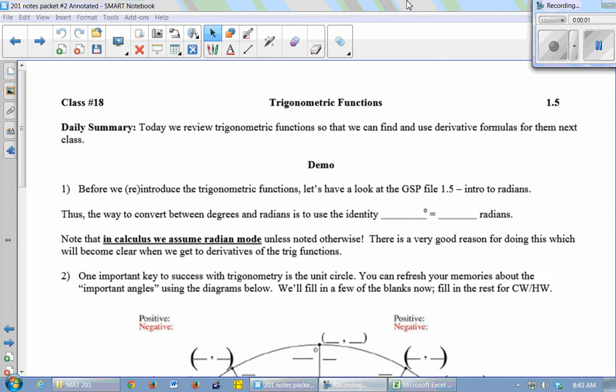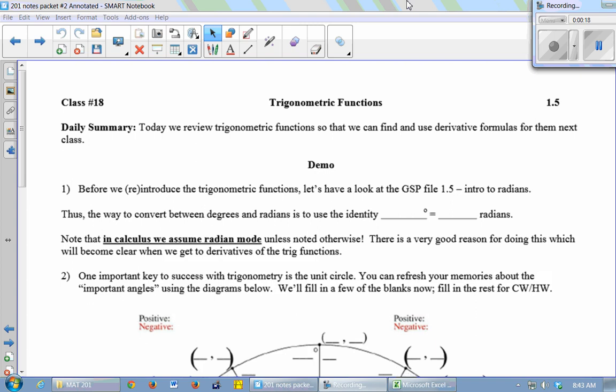Right, so today we're going to review trigonometric functions. This is one of those built-in review days so that next class we can learn how to take the derivatives of trigonometric functions.